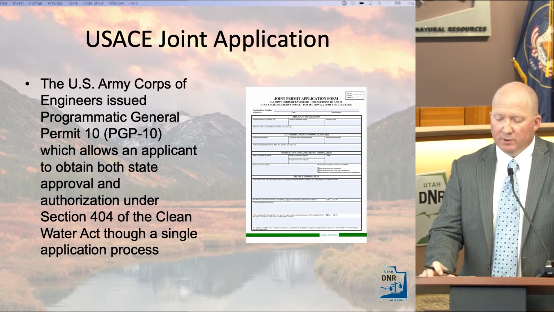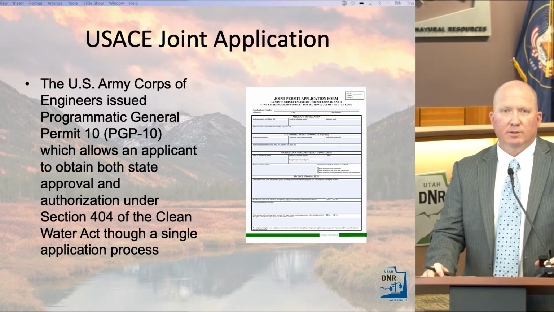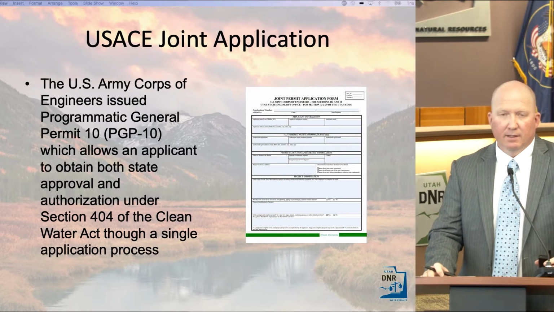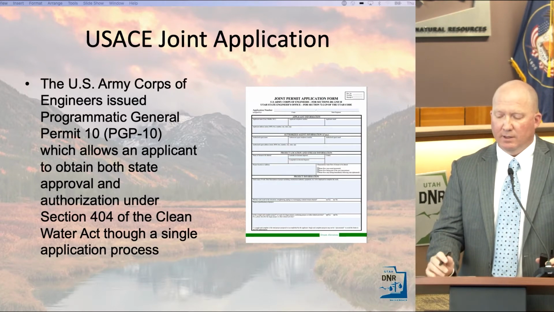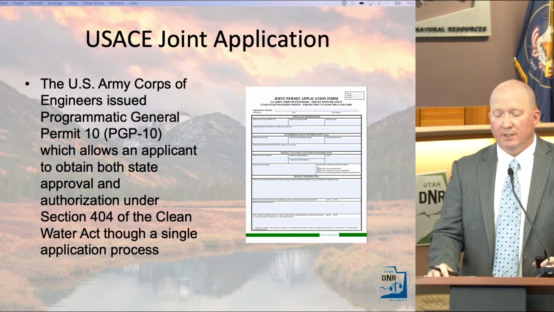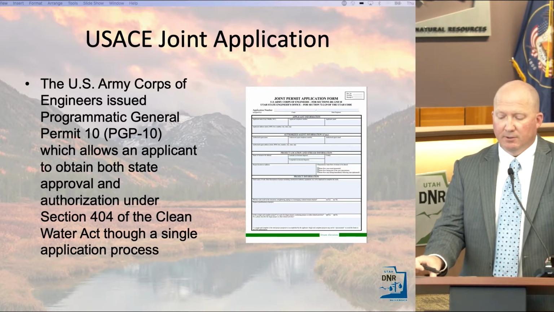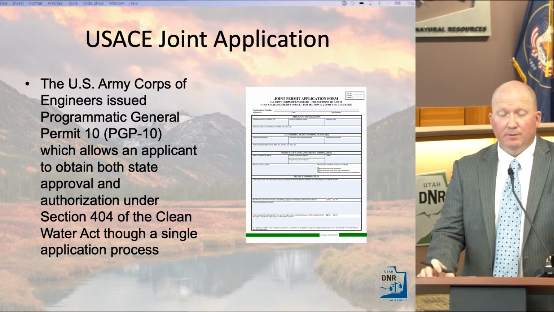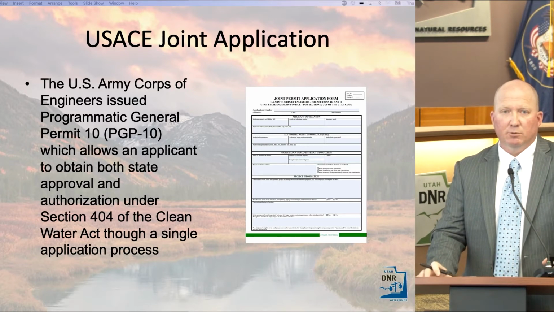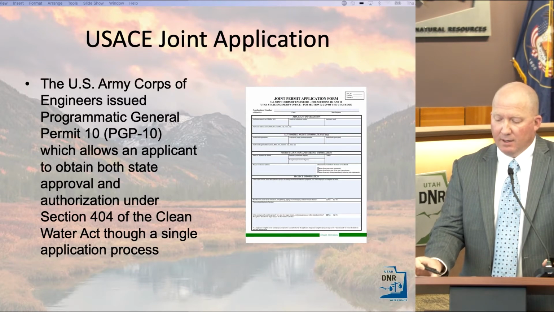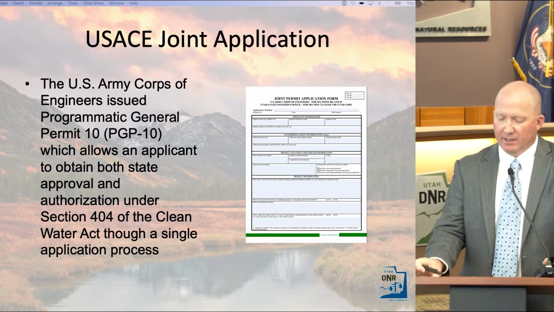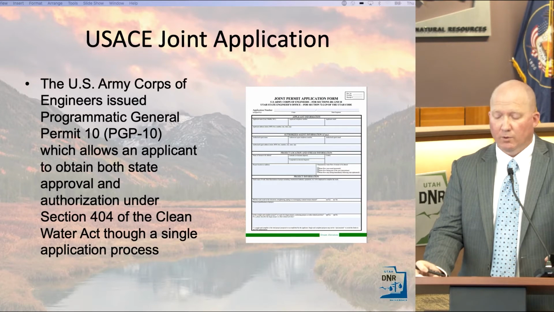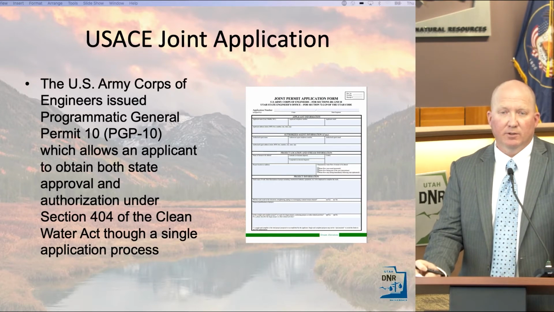One thing I want to mention is that we do have a joint permit process we refer to as PGP 10. This allows an applicant to receive approval for a stream alteration from the state as well as from the U.S. Army Corps of Engineers through a single application process. It's proven to be a great benefit. It just streamlines the process for the applicant. I will point out, though, it does not work for all applications, and you may find it necessary to file an application both with the state and Army Corps of Engineers.